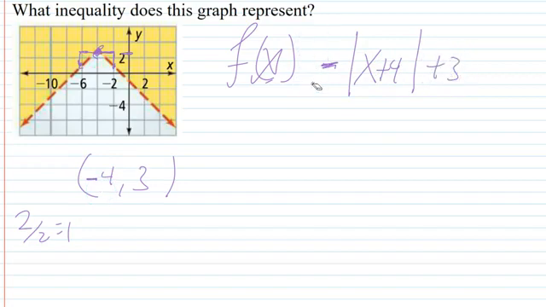Now we need to come back and look at the inequality. It was shaded above, so that means we're going to have an inequality that is greater than, and it's dashed. So we won't put an equal sign because it's dashed.